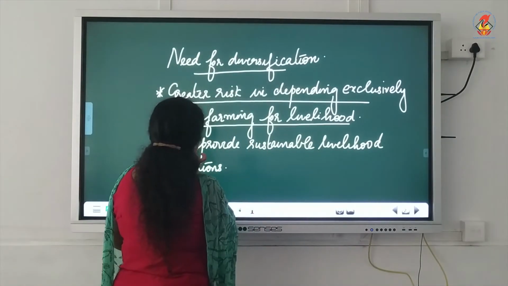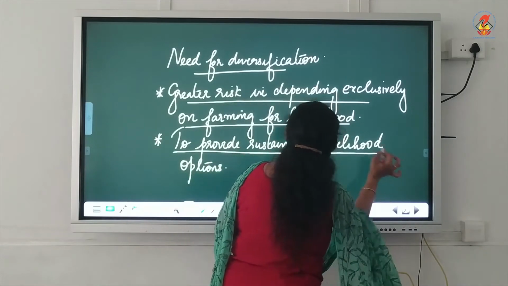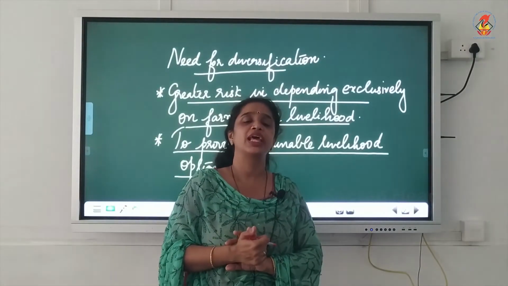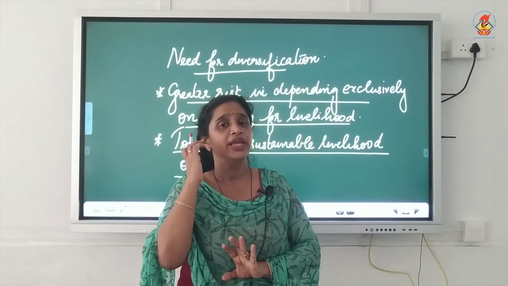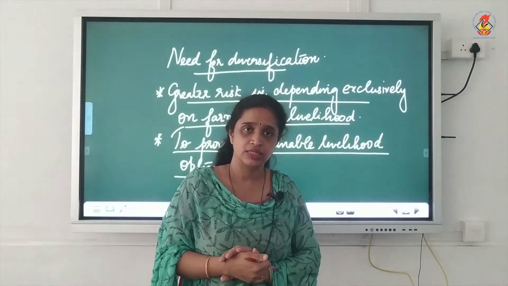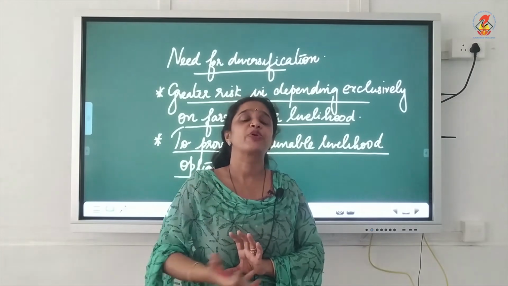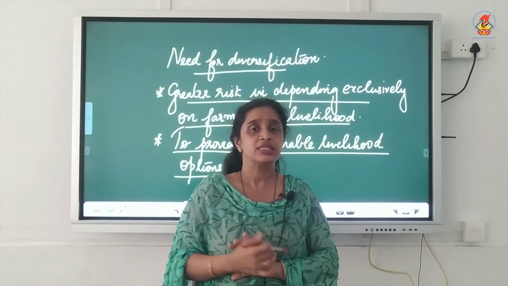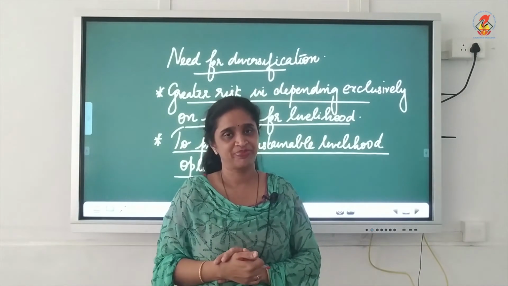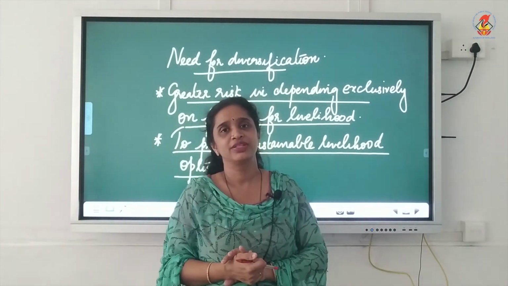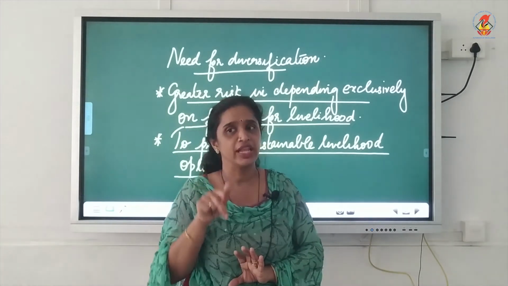Then, another need for diversification is to provide sustainable livelihood options. Just as I told you, to provide sustainable livelihood options. Now, in the farming activities, the main problem that arises is if there are more farmers producing one particular type of crop, what happens in the market is the supply will be more in the market. In that case, there is a chance for the price to come down. Therefore, it will affect their income.